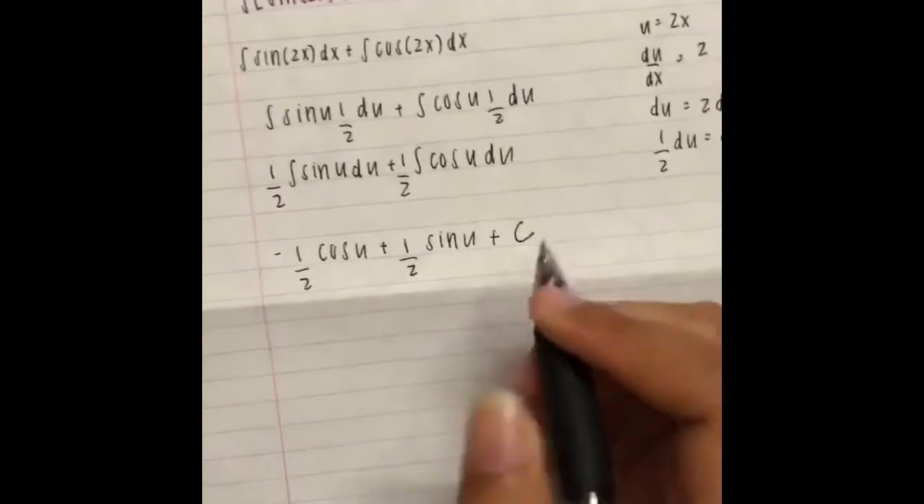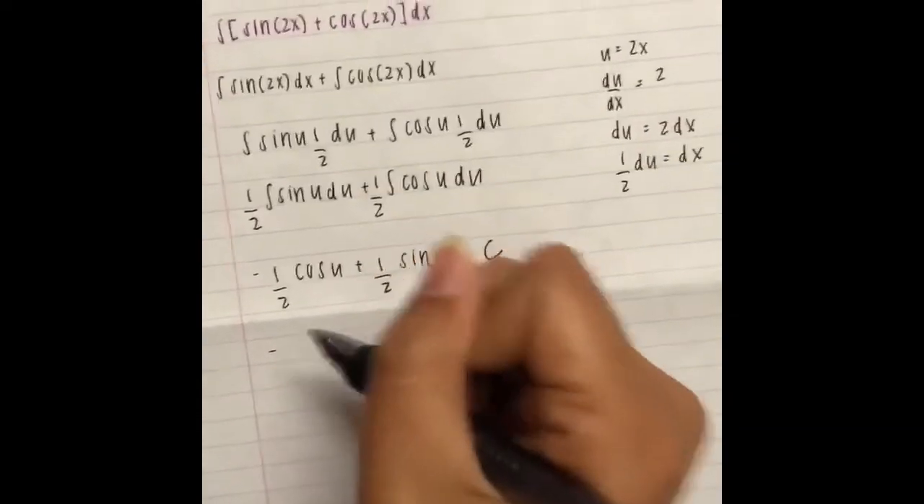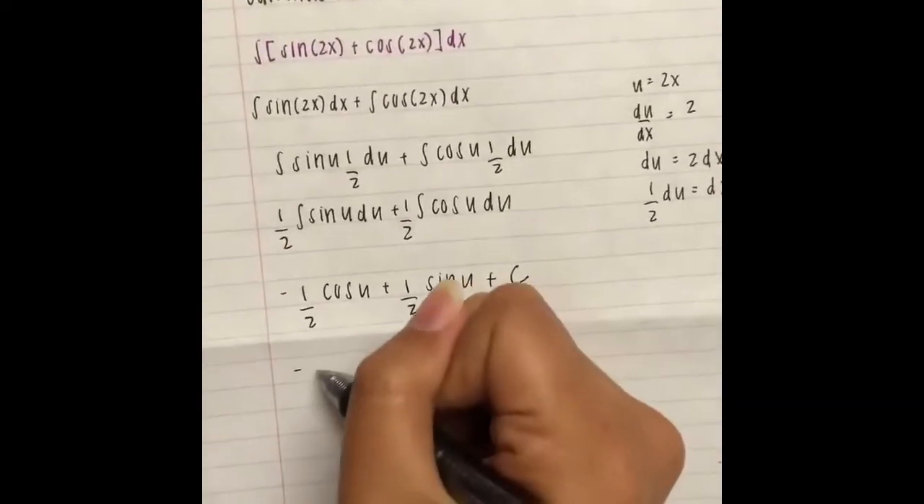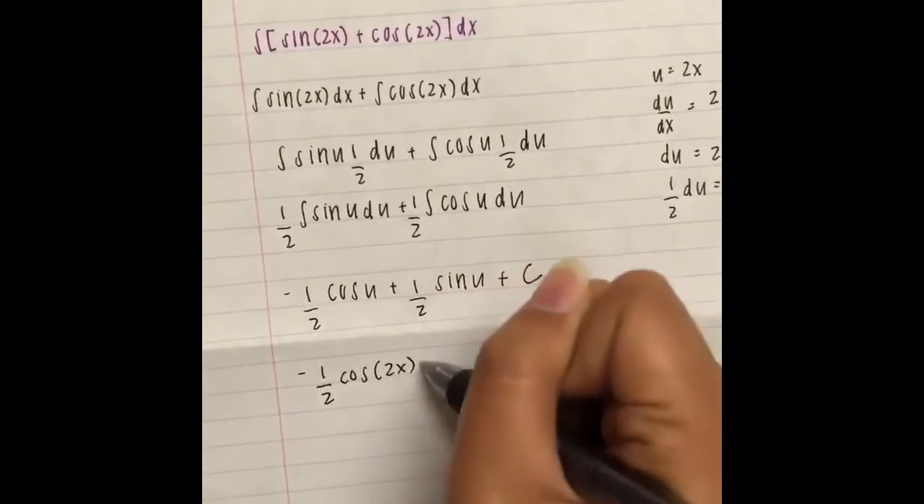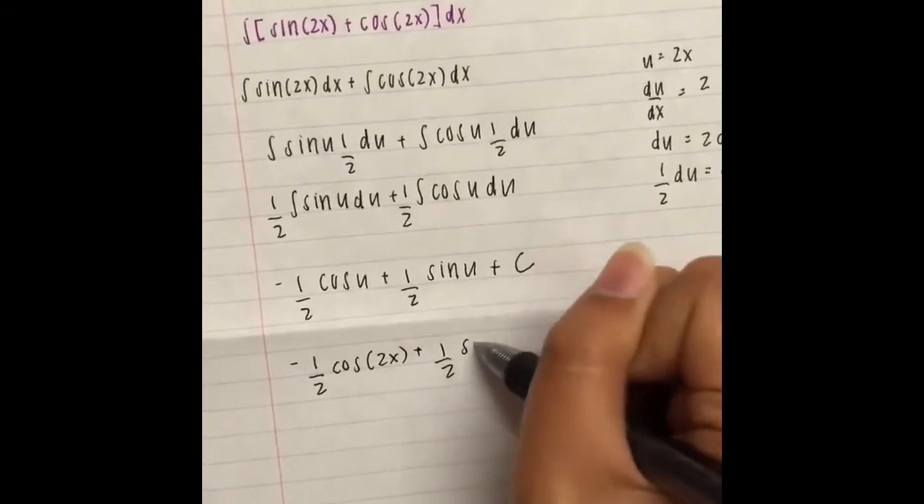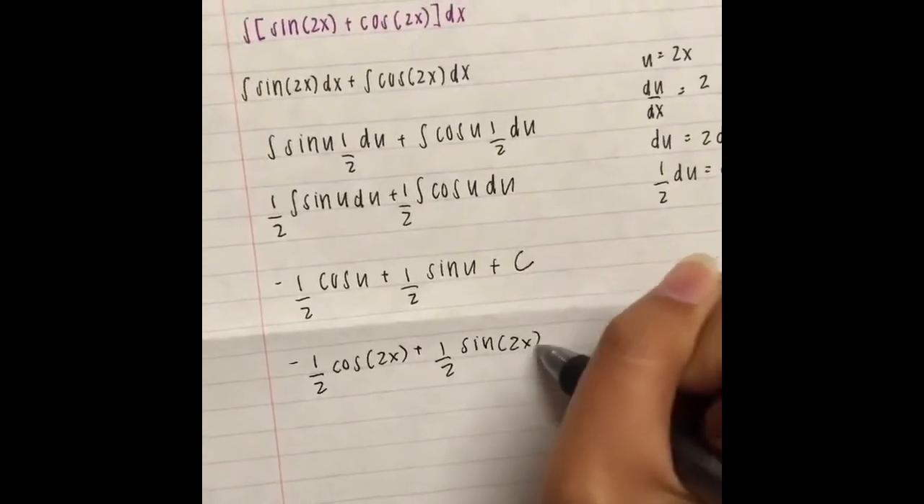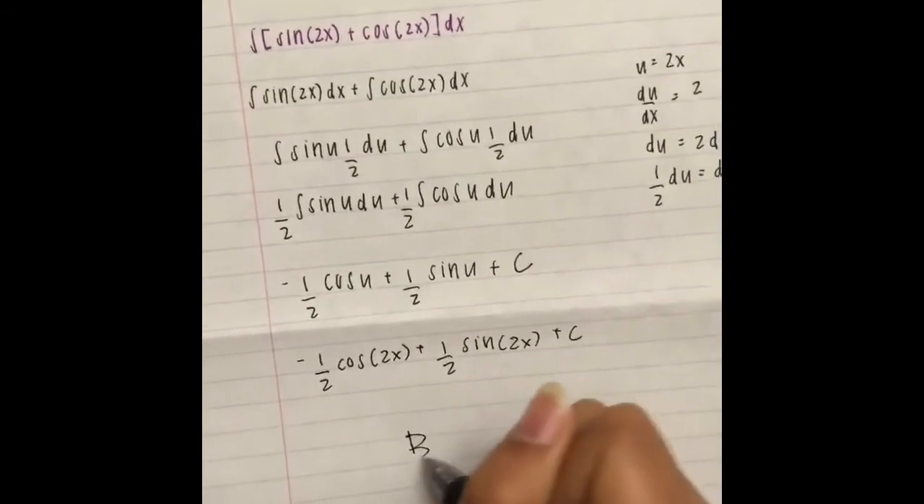And from there, you just plug the u back in. So negative 1/2 cosine 2x plus 1/2 sine 2x plus c. And you see that your answer is B.